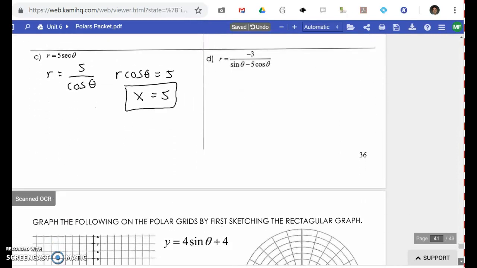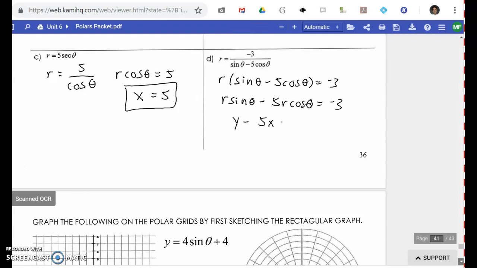We're going to do that down here then. So we're going to multiply the denominator to the other side. We'll have r sine theta minus 5 cosine theta equals -3. We'll distribute. And then r sine theta is y, r cosine theta is x. And then if we add the 5x to the other side, we get this very nice linear equation. And that's it for page 2 of the Polar's Test Review Guide.